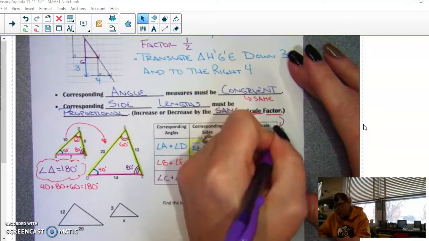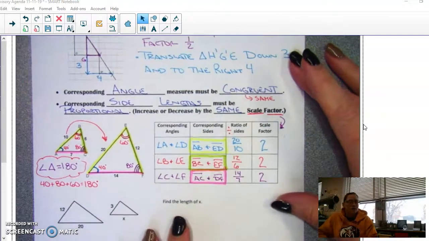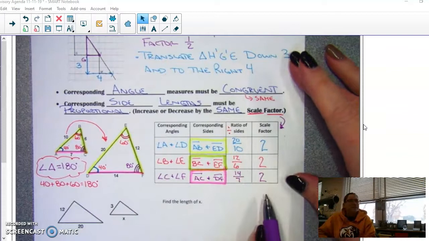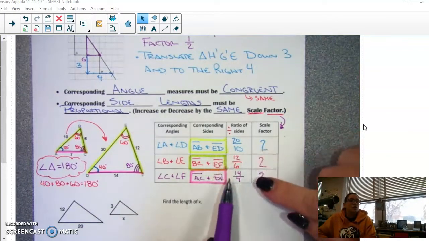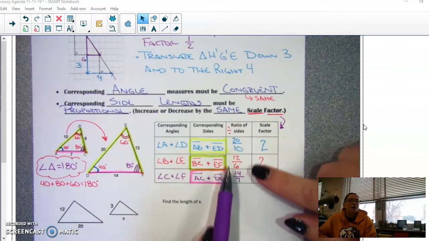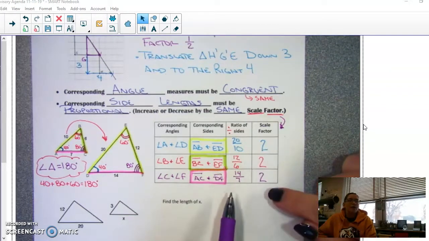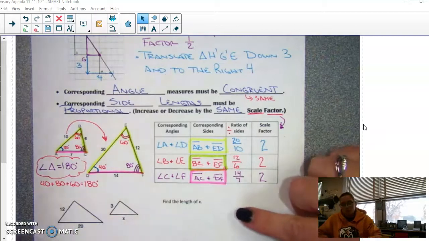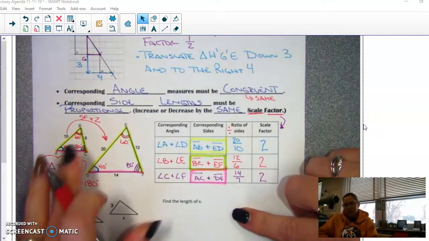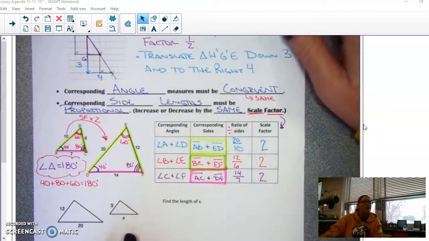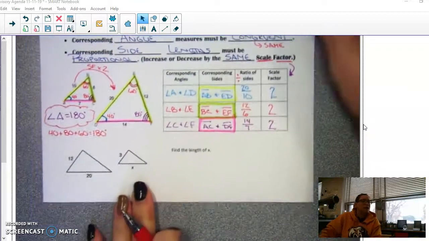So right here you can kind of see how our scale factor should be all the same going down. If something is wrong, did you write your ratio incorrectly? Are all your big numbers on top and small numbers on the bottom, or vice versa? So this one would have a scale factor of times 2 to go from one side to the other.